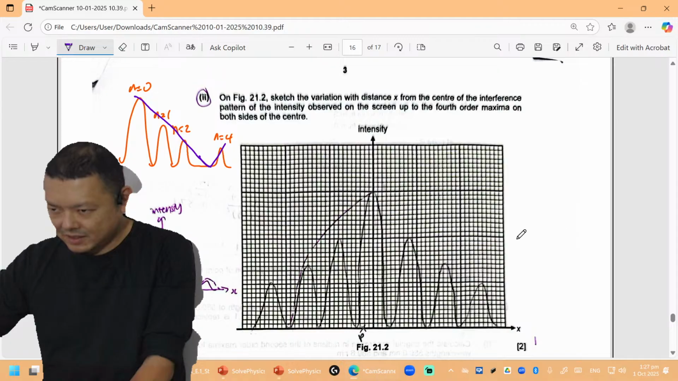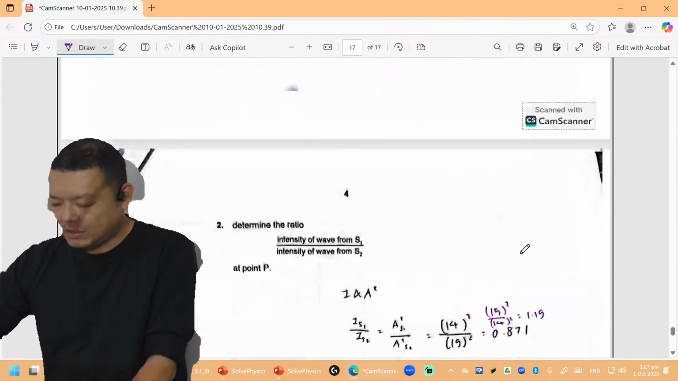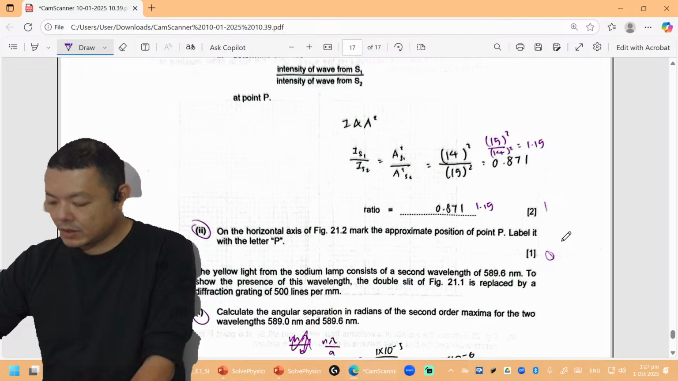Alright, so maybe just single slit only. What's the next question?